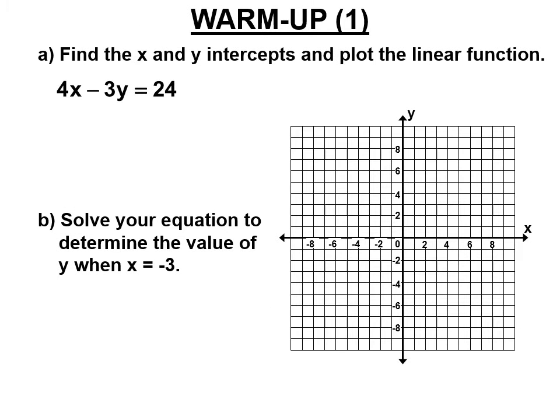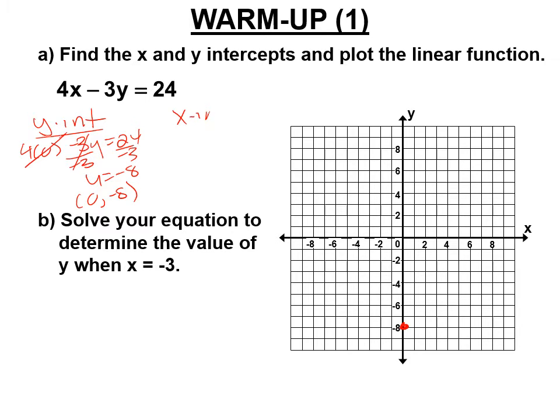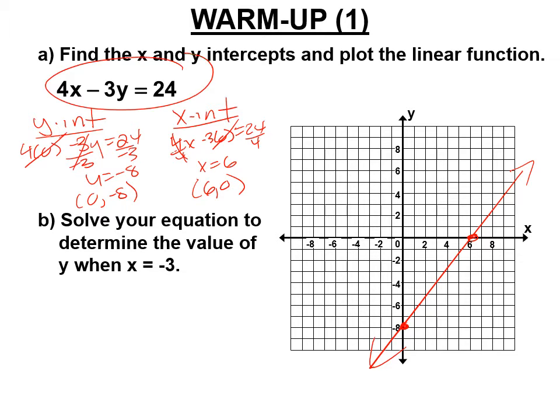All right, so we've got to remind ourselves how to find intercepts. We're going to graph that, right? To graph that, the fastest way is to find the intercepts. For the y-intercept, you make the x coordinate equal to 0. That goes away. You divide both sides by -3. y equals -8. So the y-intercept is (0, -8). To find the x-intercept, you make the y-coordinate 0. You divide both sides by 4. x equals 6. The x-intercept is (6, 0). We draw a line between those 2 points. And that is the graph of 4x minus 3y equals 24.